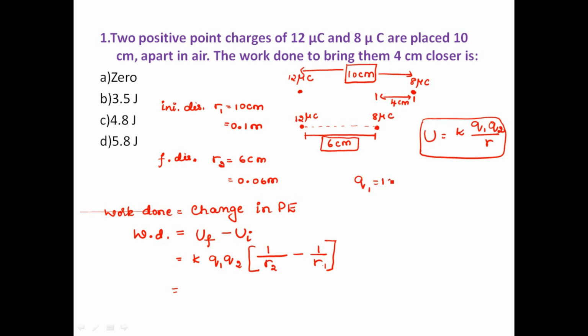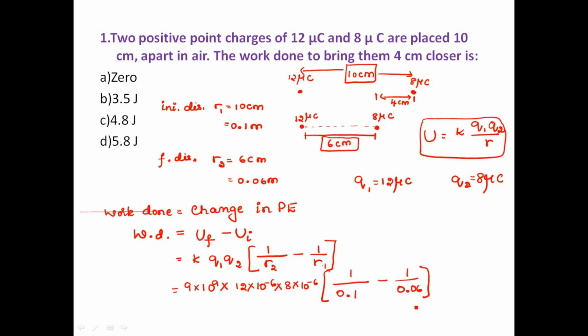Q1 is 12 microcoulomb. Q2 is 8 microcoulomb. So those values will be substituted and we get 9 into 10 to the power of 9, which is the value of constant K, and 12 micro is 10 to the power of minus 6. Q2 is 8 into 10 to the power of minus 6. Open bracket, 1 by R1 is 0.1 minus 1 by 0.06.